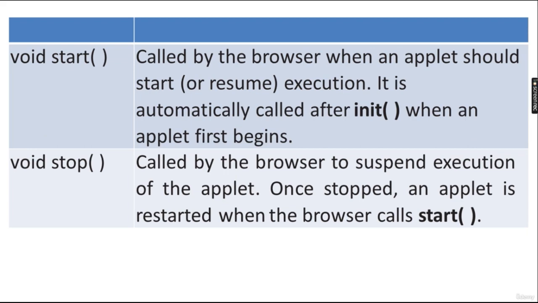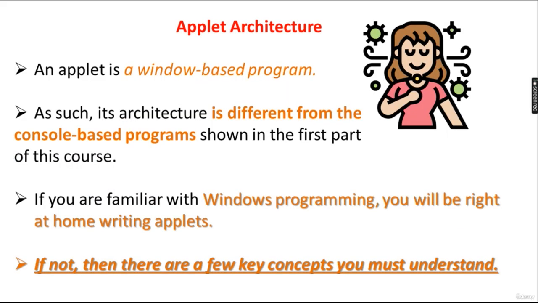Start and stop. Start is called by the browser when an applet should start or resume execution. It is automatically called after init when an applet first begins. And stop is called by the browser to suspend execution of the applet. Once stopped, an applet is restarted when the browser calls the start method.